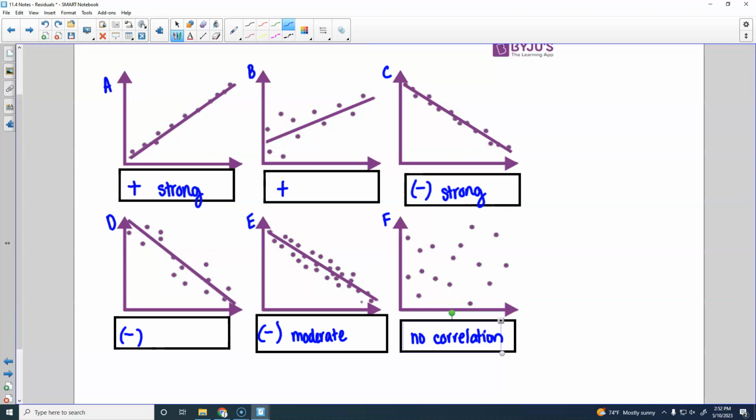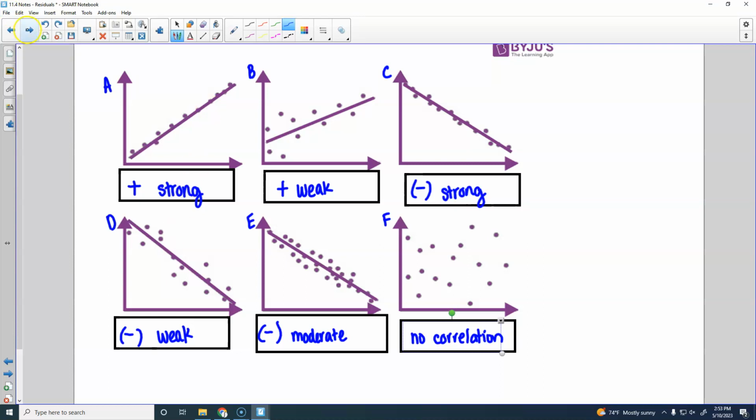All right, what would you say about B or D? Loose. I would call those weak, at least compared to what we're looking at up here. Okay. All right, questions?